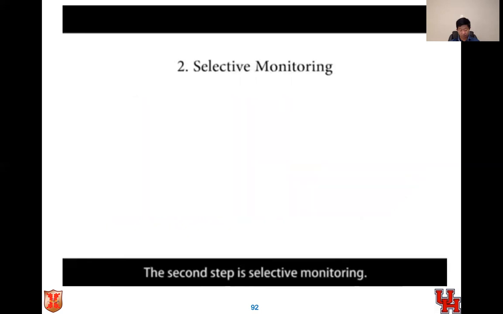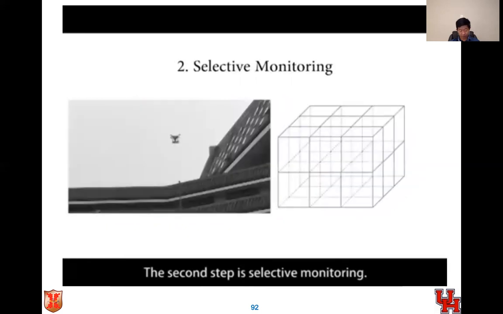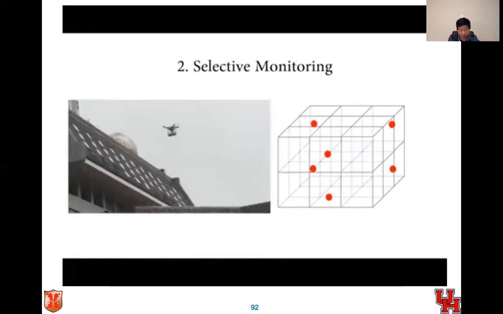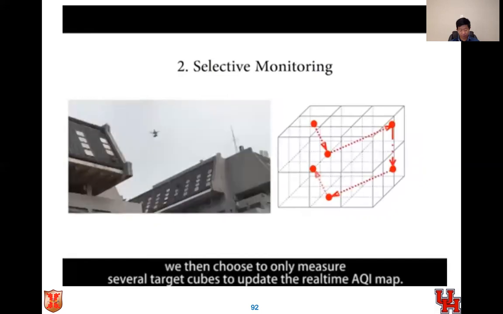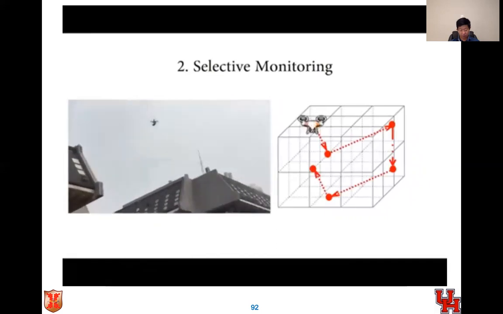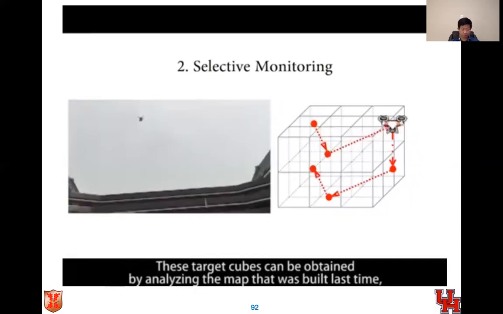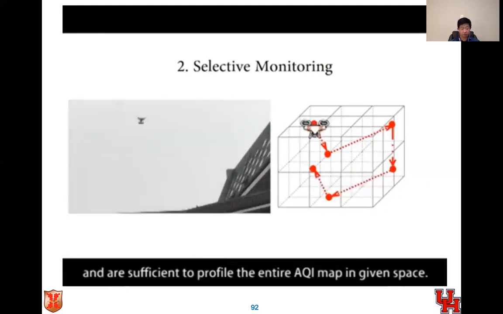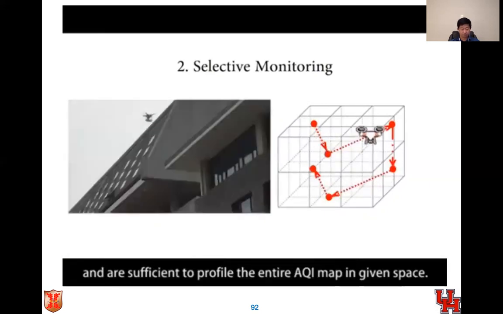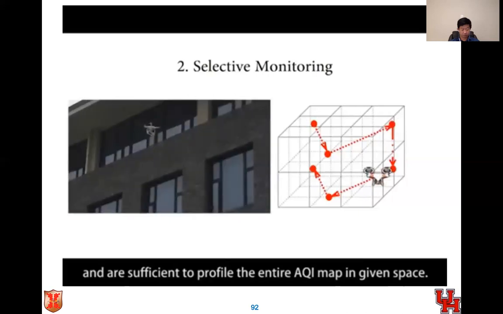The second step is selective monitoring. Based on the baseline map, we choose to measure only several target cubes to update the real-time AQI map. These target cubes can be obtained by analyzing the map that was built last time, and are sufficient to profile the entire AQI map in a given space.